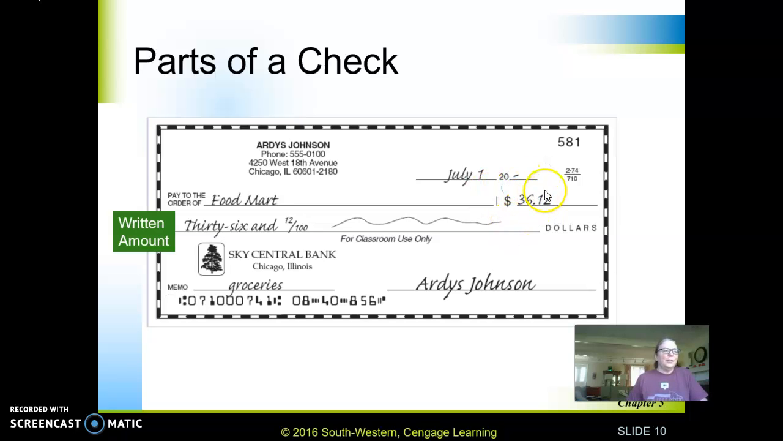But if these are different, the written numerals and the words win. So they would always do that. So here's the numeric amount. Try to put it over as close to this dollar sign as you can so that people can't add a 5 in front of here and then add 500 here and cash a check for more.